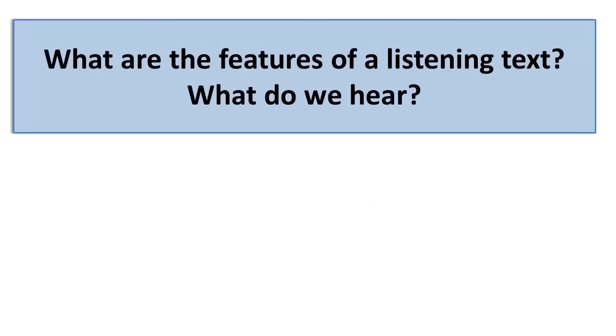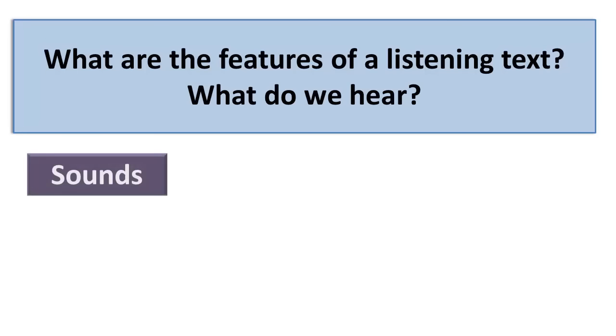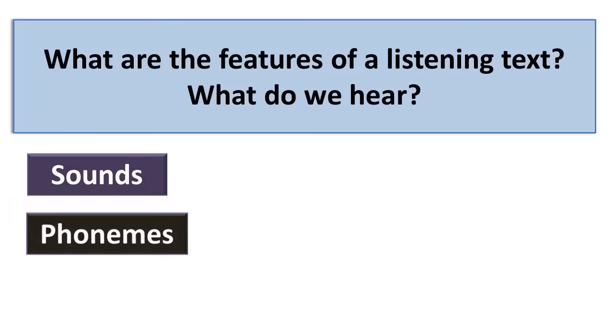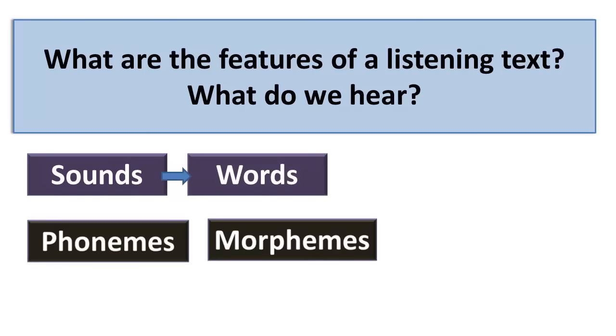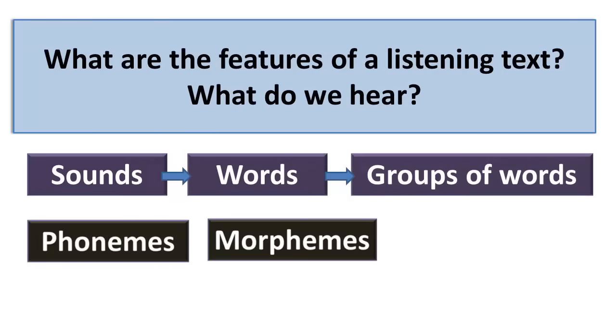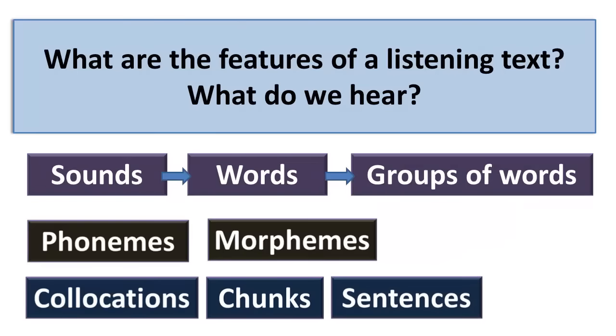So, what are the features of a listening text? What do we actually hear? Well, first, sounds, and those are made up of phonemes, such as s, t, and morphemes, such as ing or id. And then the next level, of course, is words. And then the level after that is groups of words. So these might be collocations, chunks of language, sentences then, obviously, and then the whole text.